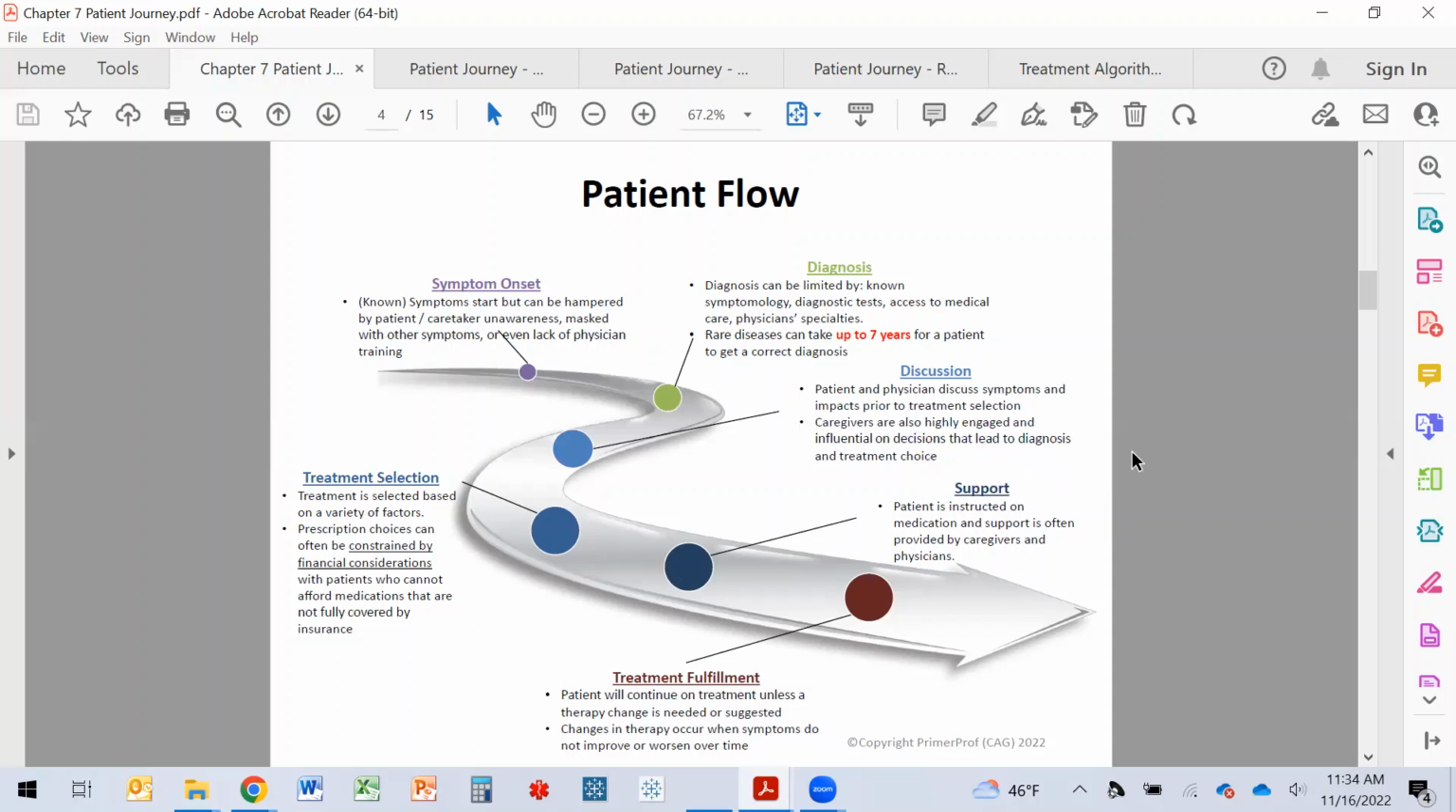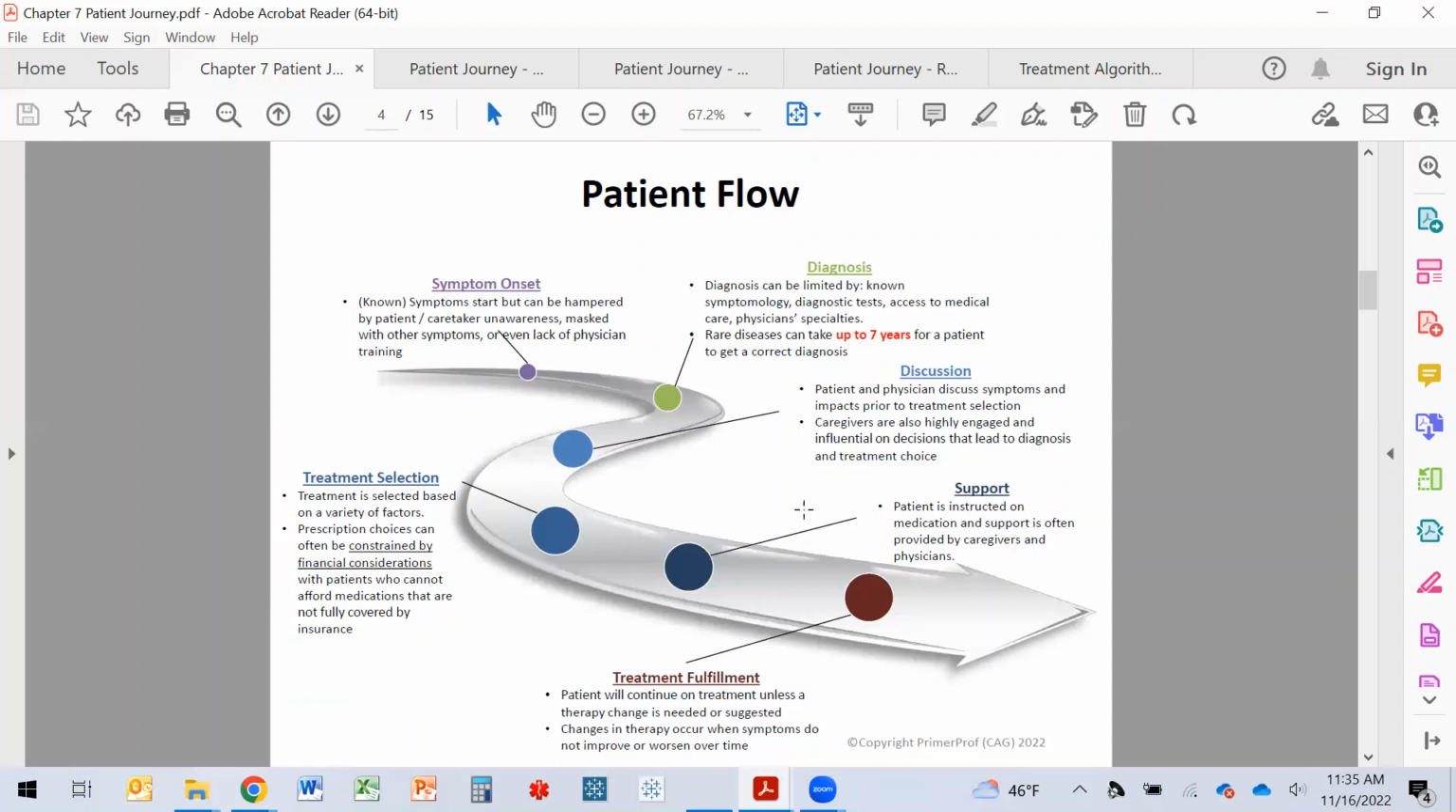Then the patient has a discussion with their physician to discuss their symptoms and treatment selections. The caregivers are also highly engaged. The physician and the patient go through a set of treatments. Their prescription choices can be constrained by financial considerations, where the patients cannot afford the medications or are not fully covered by insurance.